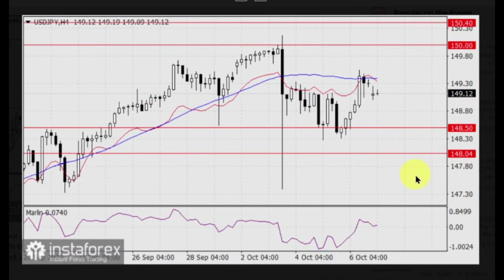On the 4-hour chart, the price has stalled below the balance and the MACD indicator line. Marlin is already in the growth territory and is trying to assist the price in overcoming this resistance. The attempt will likely succeed, but the growth is expected to be short-lived.